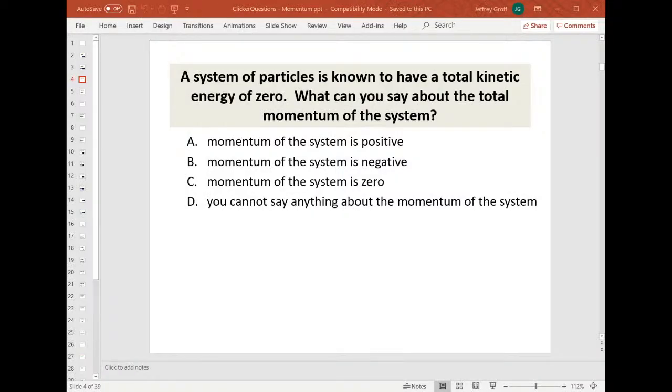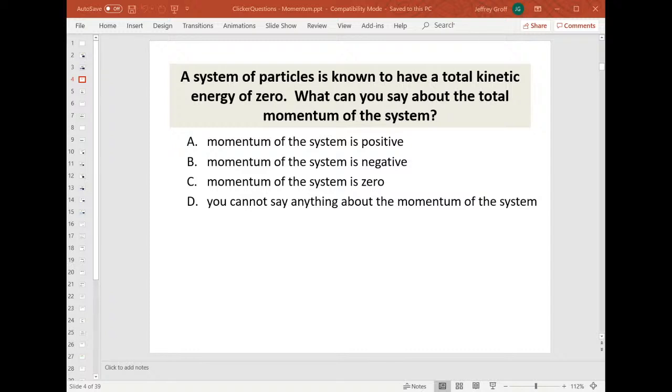Here it is. A system of particles is known to have a total kinetic energy of 0. What can you say about the total momentum of the system? It's positive, negative, 0, or you can't say anything.